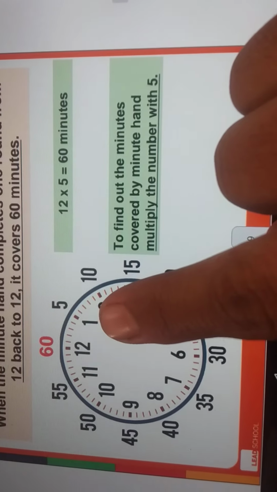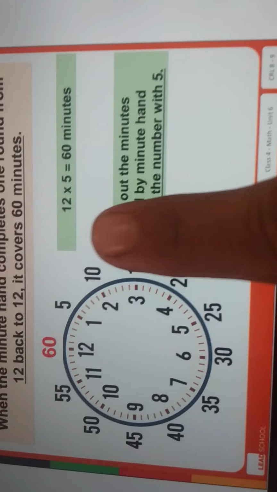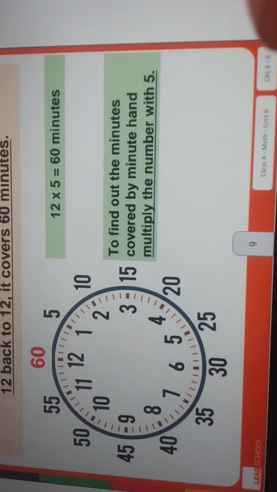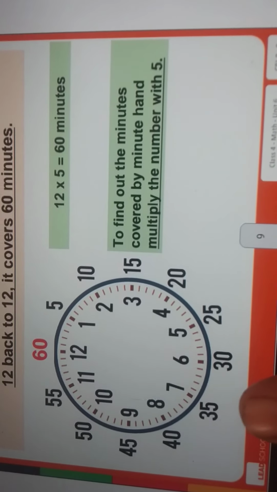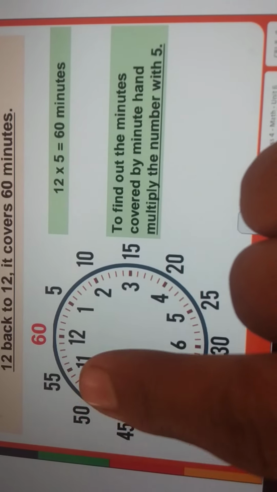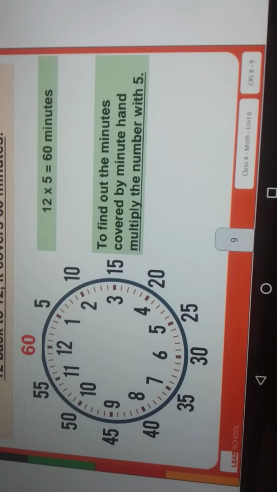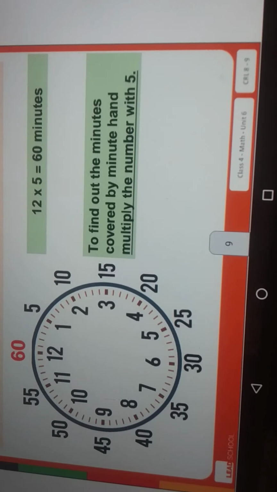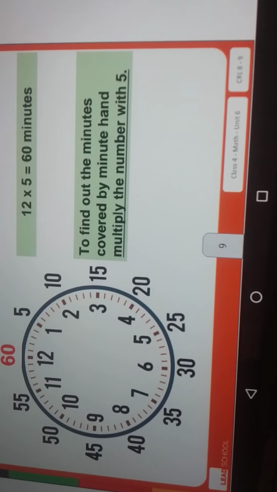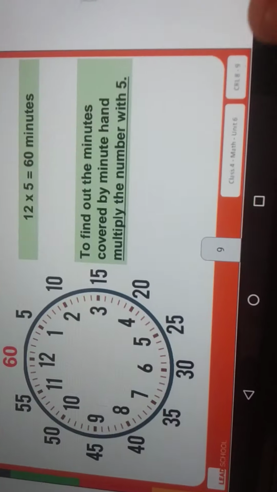If the minutes hand is on 1, that means 5 minutes. On 2, that means 10 minutes. 3, 15; 4, 20; 5, 25; 6, 30; 7, 35; 8, 40; 9, 45; 10, 50; 11, 55; and 12, 60. 60 means 1 hour is completed. Okay, to find out the minutes covered by the minutes hand, multiply the number with 5.